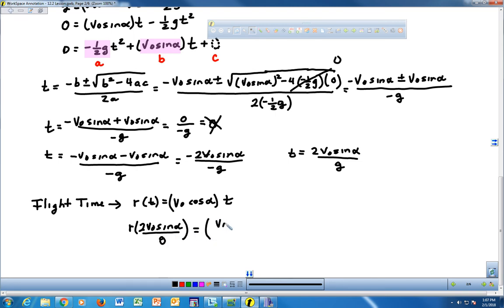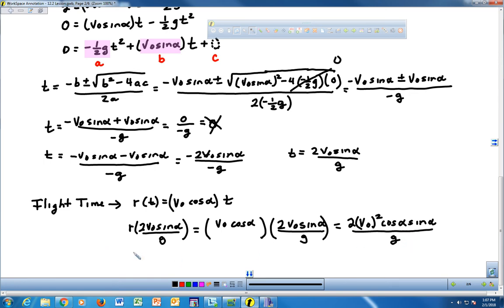So it would be the initial velocity times cosine of alpha times the time, which is going to be twice the initial velocity sine of alpha divided by the gravity. And if we simplify this, that's going to give us twice initial velocity squared times cosine of alpha times sine of alpha over the gravity. And look at this. This is going to be something particular that you have seen before in pre-calc. It is one of the formulas for pre-calc.